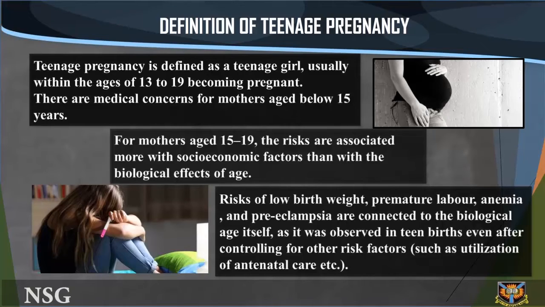For mothers aged 15 to 19, the risks are associated more with socio-economic factors than with the biological effects of age. Risk of low birth weight, premature labor, anemia, and pre-eclampsia are connected to the biological age itself, as was observed in teen birth, even after controlling for other risk factors, such as utilization of antenatal care.